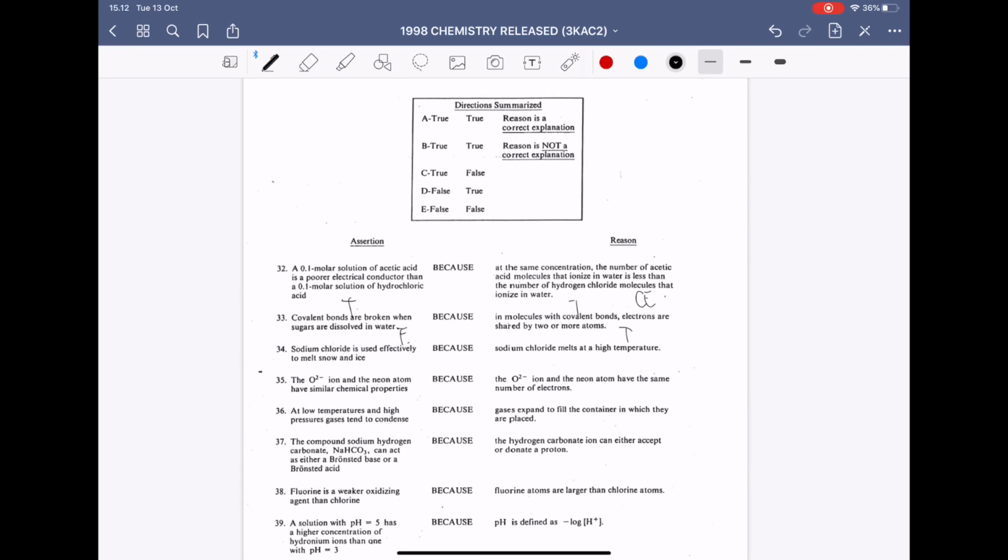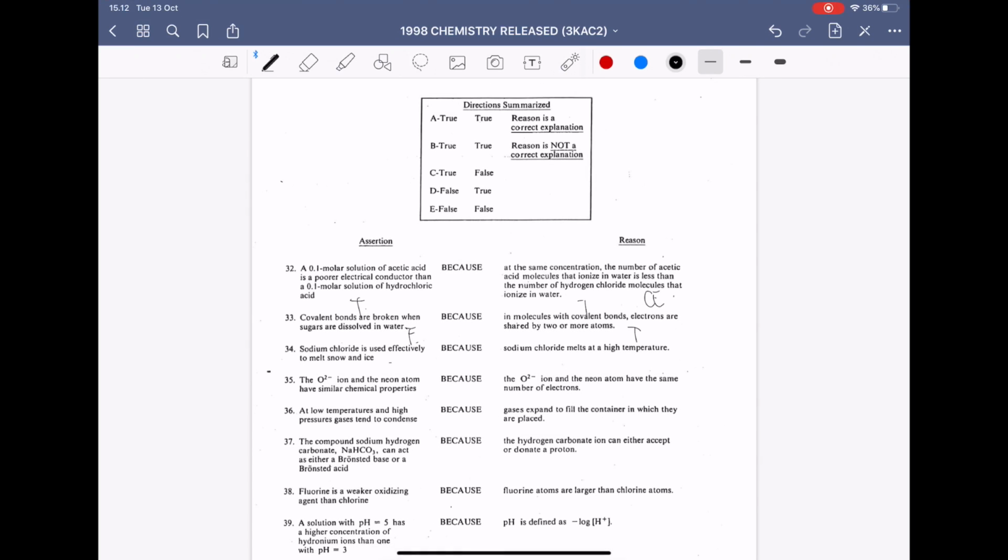Sodium chloride is effectively used to melt snow and ice. That's true, because sodium chloride melts at high temperature. That's also true, but that's not why sodium chloride is used to melt snow and ice. It's not because it has a high melting point. So let's start with the first statement. Sodium chloride is used effectively to melt snow and ice.